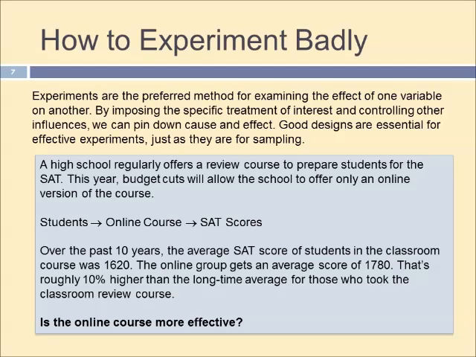So here's an example. A high school regularly offers a review course to prepare students for the SAT. This year, budget cuts will allow the school to offer only an online version of the course. And so we have the subjects are the students, the treatment is the online course, and the response is SAT scores. So over the past 10 years, the average SAT score of students in the classroom course was 1620. The online group gets an average score of 1780. That's roughly 10% higher than the long-time average for those who took the classroom review course.